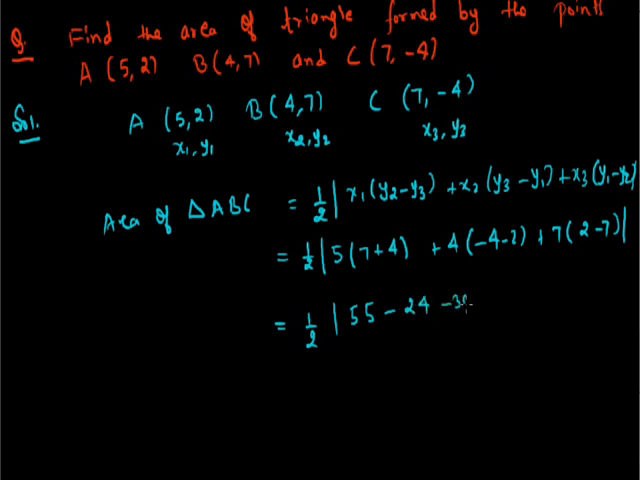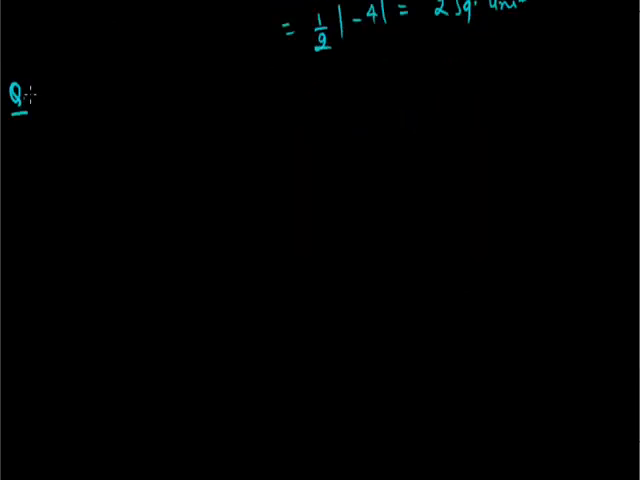So this gives us minus 4. So modulus of minus 4 is 4. So the area of triangle ABC is equal to 2 square unit. Area of triangle ABC is 2 square unit. Now next problem.